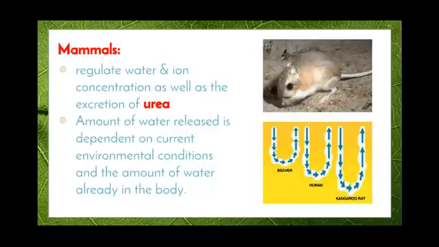So the beaver has quite a short nephron in relation to humans and kangaroo rats because they're always in the presence of water. So they're able to constantly get that water into their bodies. So there's not as much need to regulate the water concentration. Kangaroo rats, however, live in a desert environment where there's not much water.